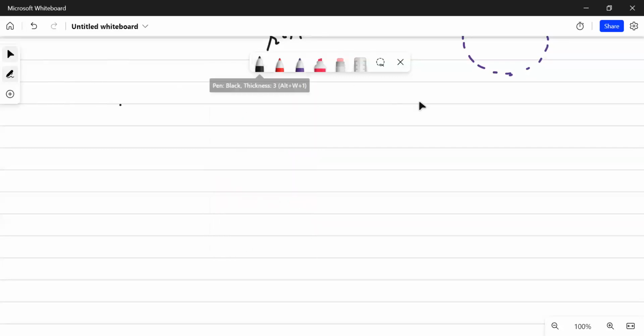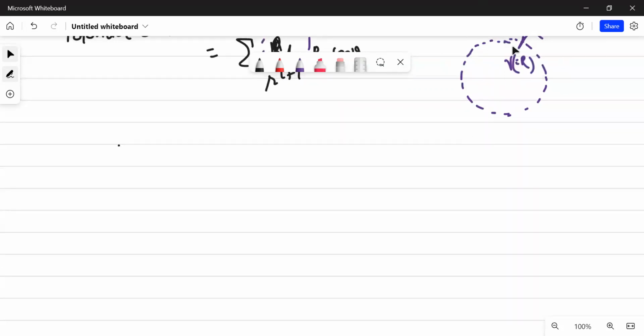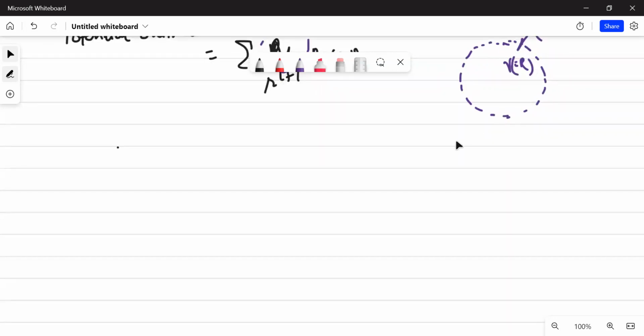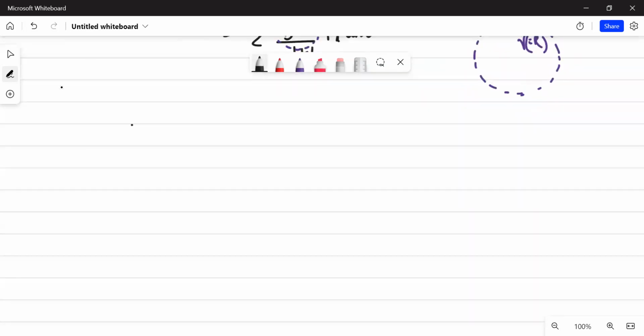But there are cases. For example, if your uncharged sphere is placed in an external electric field, and the field lines go all the way to infinity, then the potential would be infinite at infinity as well. So you will not have potential being zero at infinity. But for most of the cases, we take it as zero.